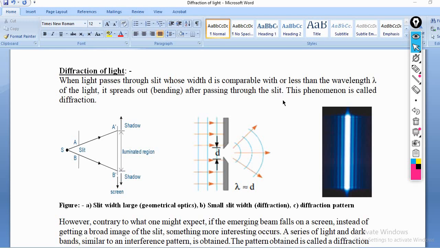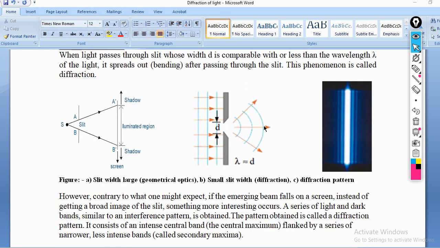So the basic idea is you have a light source and you have a slit. If the slit width is large, not comparable to the wavelength of light, then what can we get? The light will pass through this region and produce an illuminated area, and after that we have the shadow region. So bright region and then the shadow region.